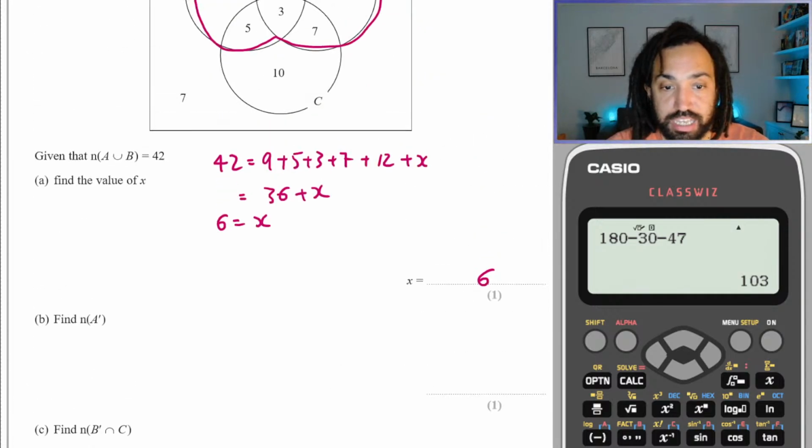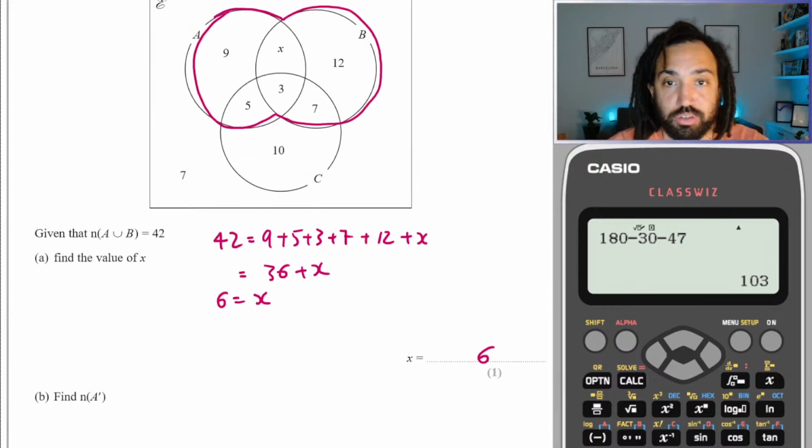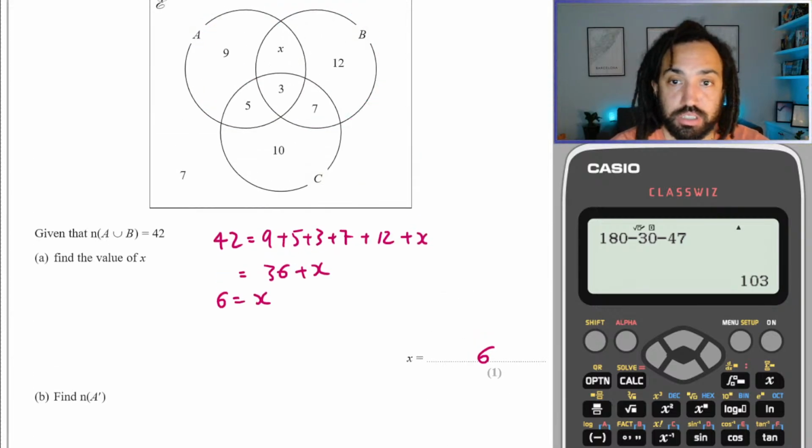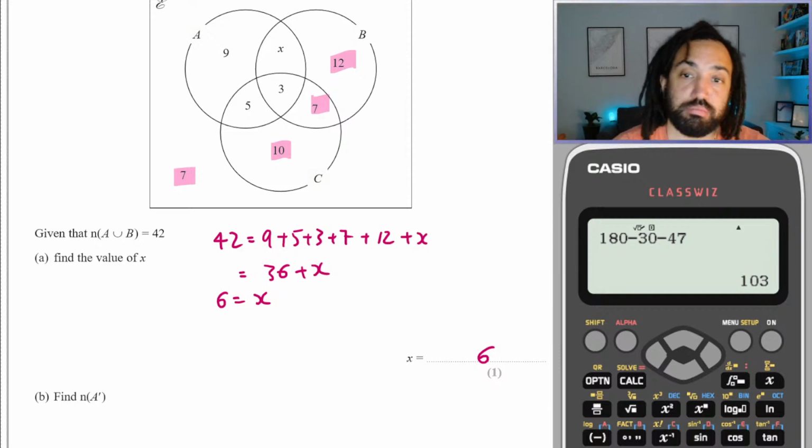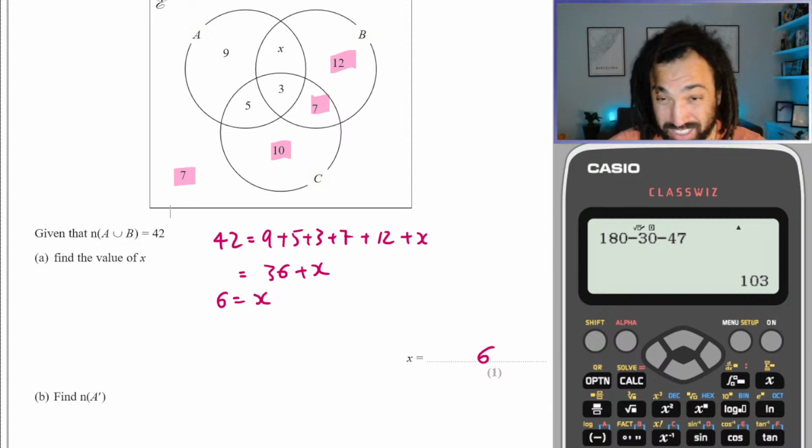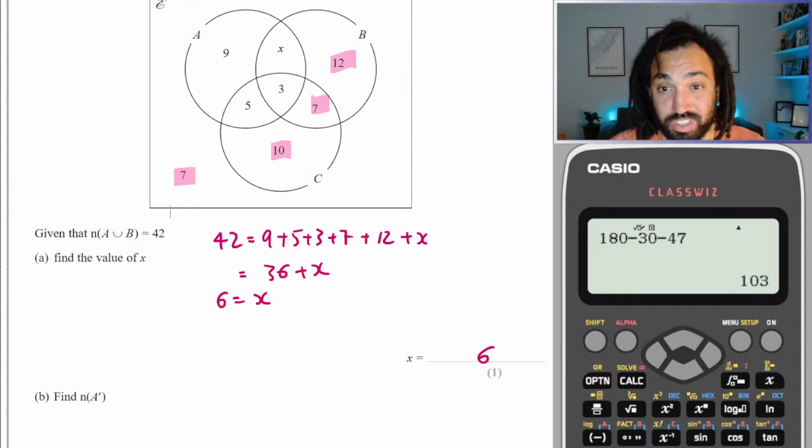Find not A. So how many objects are not in A? So you're not in A, you're not in A, you're not in A, and you're not in A. So that is 14 plus 22, which is 36.